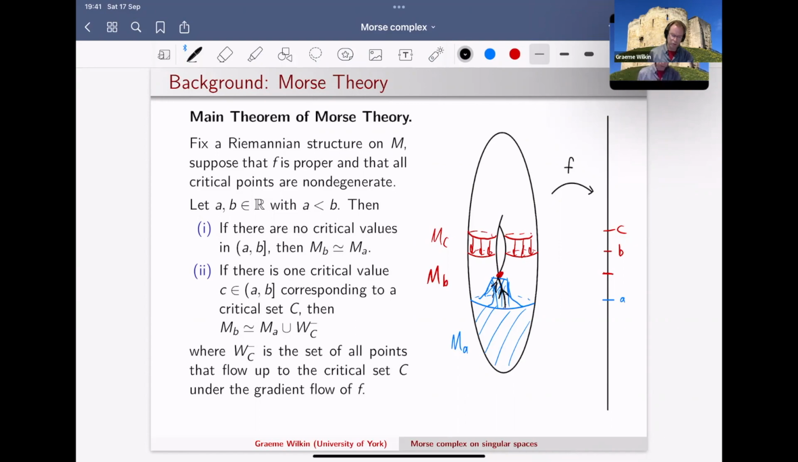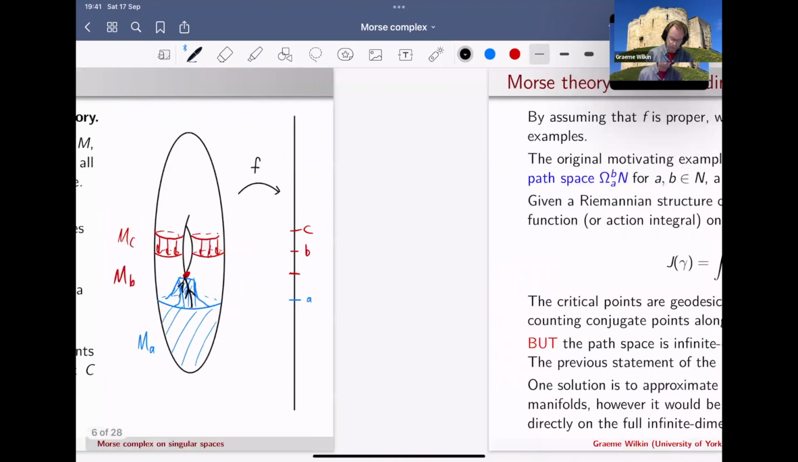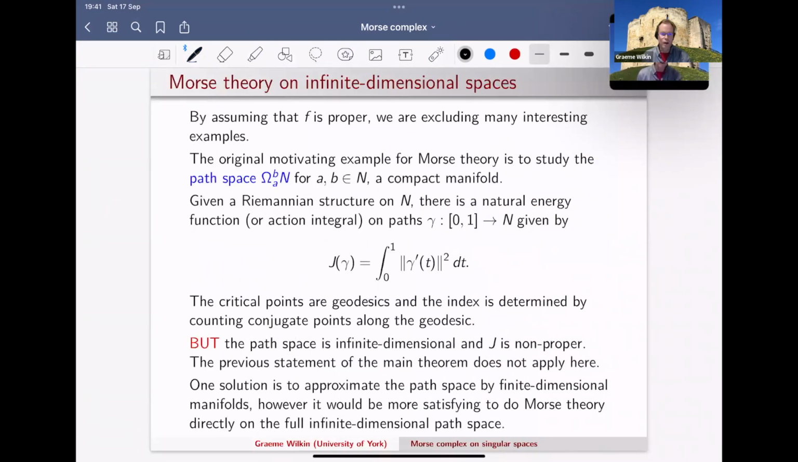Okay, so that's the idea of the main theorem of Morse theory. That is the first thing you read if you read a book like Milnor's book on Morse theory. But as I said on the first slide, there are lots of interesting examples. In particular, a lot of those are on infinite dimensional spaces.